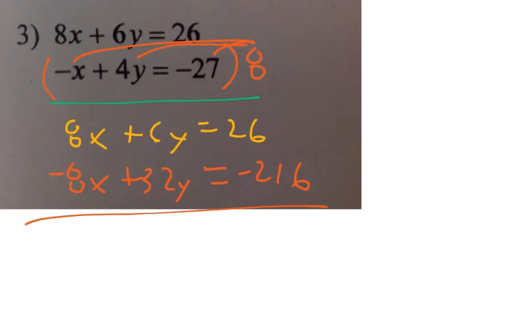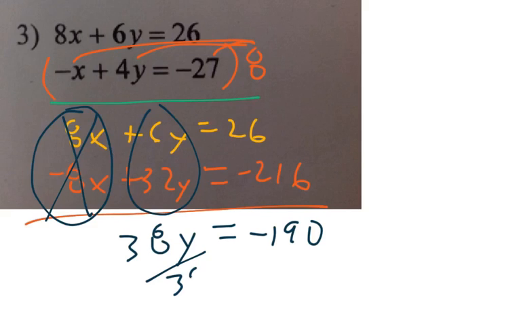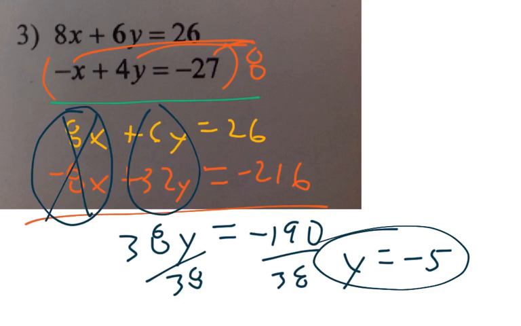Now, why did we multiply by 8, guys? Because of this right here, right? See how I have 8 minus 8, which is 0. And so 6 and 32 is 38y, equal to, over here I get negative 190. Once I divide by 38, I know y equals negative 5. Use your calculator again, guys, if you need to, for the bigger numbers. So I know y is negative 5.